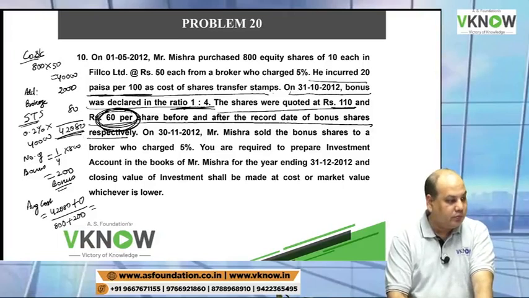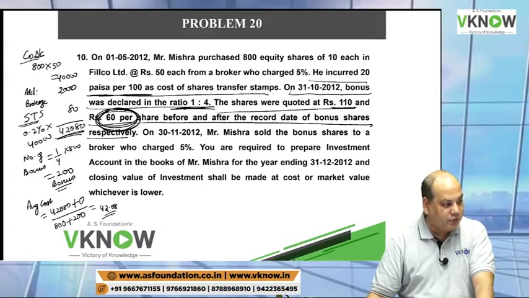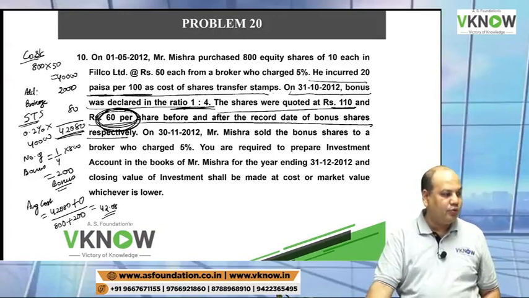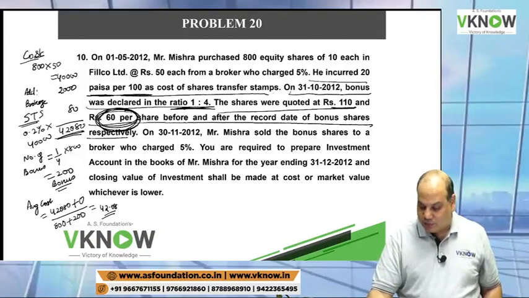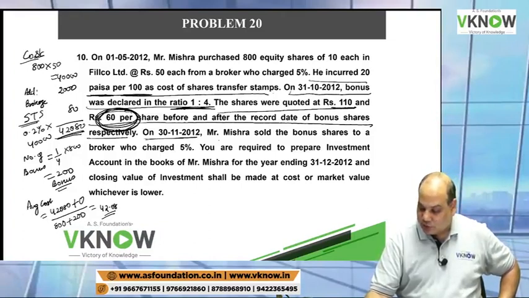So my average cost will be 42080 divided by 1000 is equal to 42.08. So average cost will be 42.08, not 42, 42.08. Is it right? 42.08. Then there is a sale also.